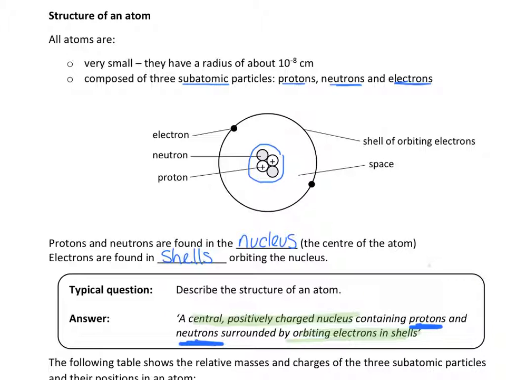So in your answer, you're explaining that we have 3 different types of subatomic particles. We've got our protons, our neutrons, and our electrons. And you're explaining about where each of these subatomic particles is located. The protons and neutrons in the nucleus, and the electrons in the shells. And that's something that you need to learn.